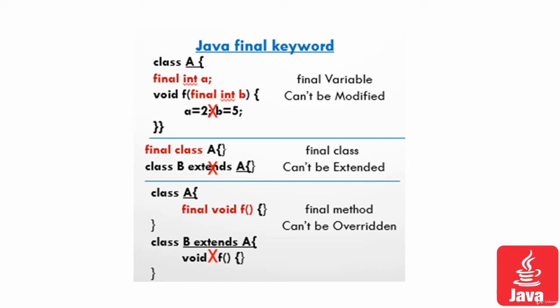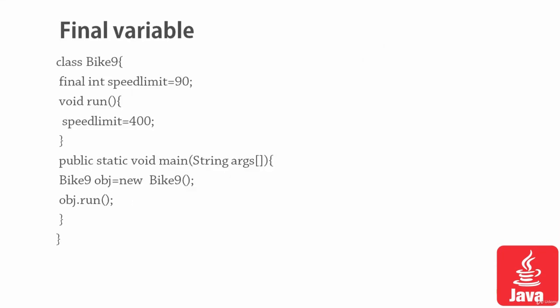Then we have a base class called A and a derived class called B. If class A is declared as final, it cannot be extended or inherited. Similarly, we have a final method which cannot be overridden. However, it can be called or executed from the child class as well as the base class. We cannot change the value. We cannot redeclare the method.